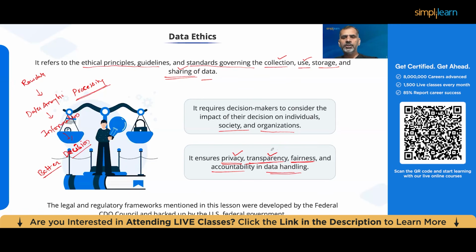Finally, talking about accountability, which is the role of the organization. If any data breach has happened or any inconsistency occurs in the whole process, then your organization should be made accountable for that, guys. So these are some of the standard practices that you need to study and understand under data ethics.